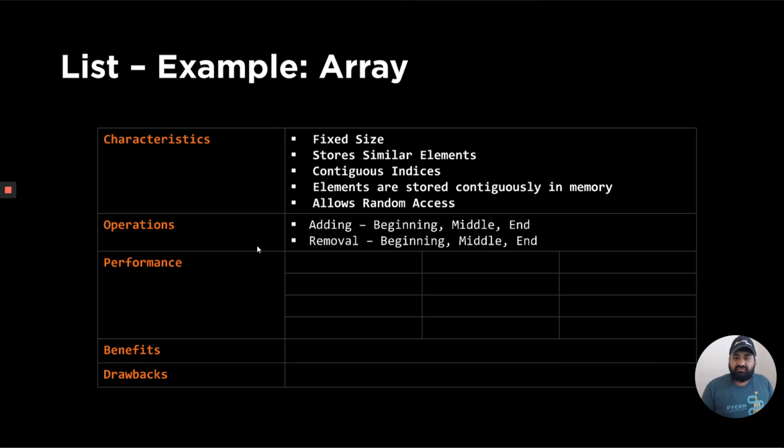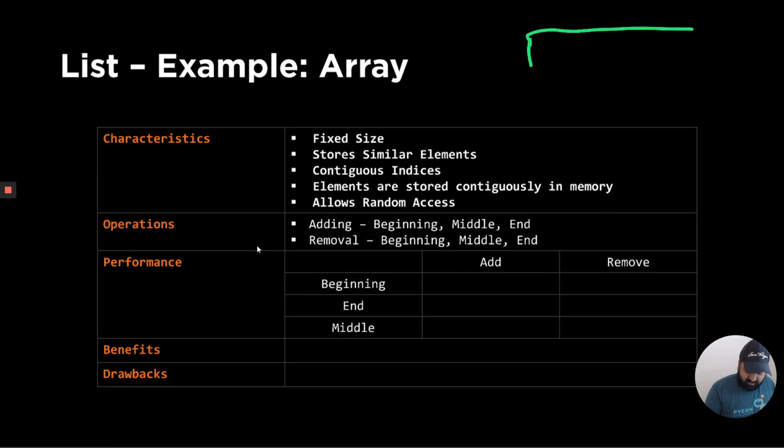So what are the operations that are possible on this array or list ADT? In this case, we want to add certain elements as we previously saw, and we want to see how the performance works when we are trying to add elements in the beginning, in the middle, or in the end. Similarly, we want to see how it would work for beginning, end, and middle removal. So let's compare the performance, which is if you have an array that has some numbers.